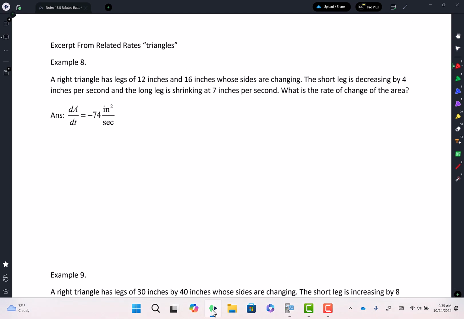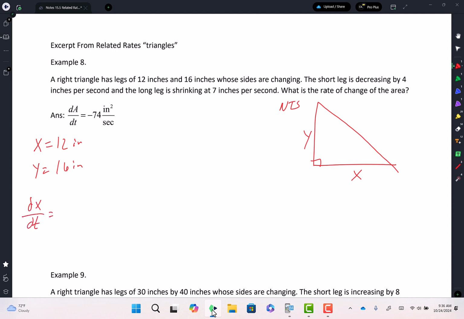Okay. A right triangle has legs of 12 and 16. Right triangle, x, y, not to scale. X equals 12, y equals 16 inches. The short leg is decreasing by 4 inches. Okay, so what's my short leg? The dx dt is decreasing by 4 inches per second. So negative 4 inches per second.